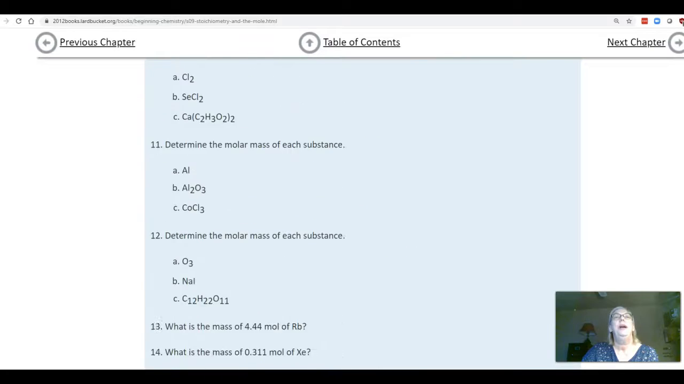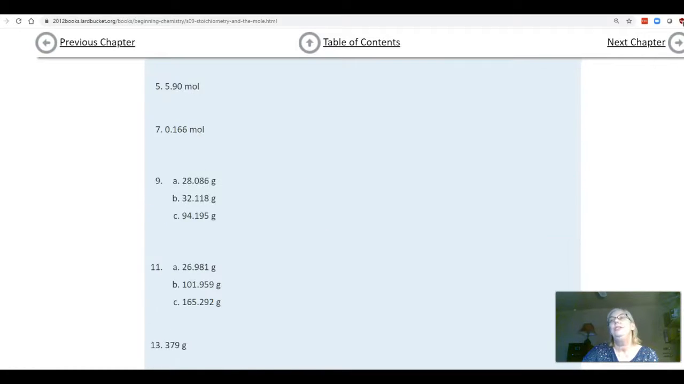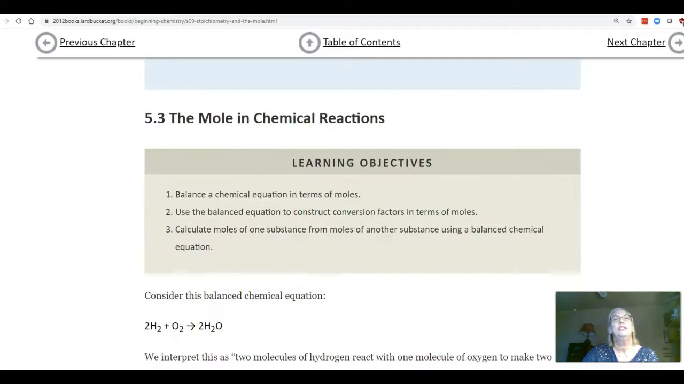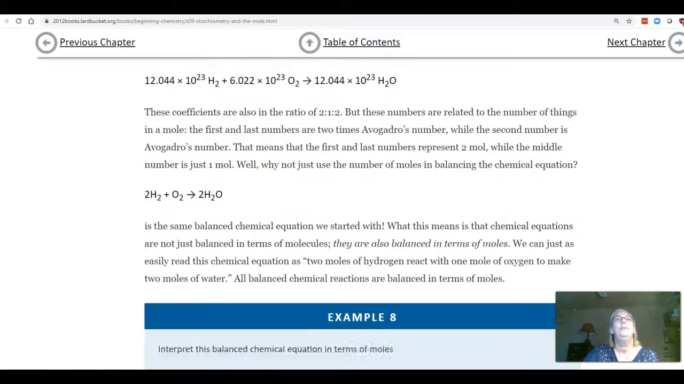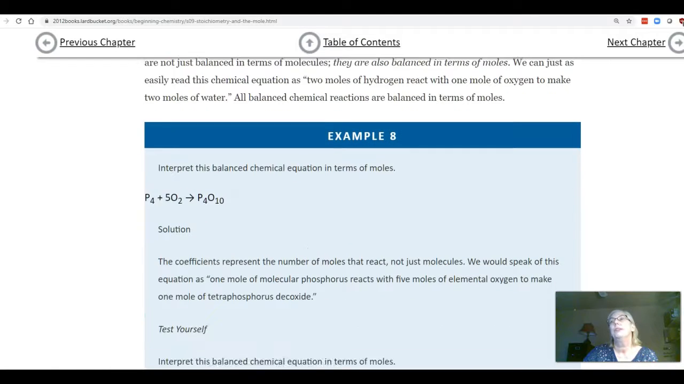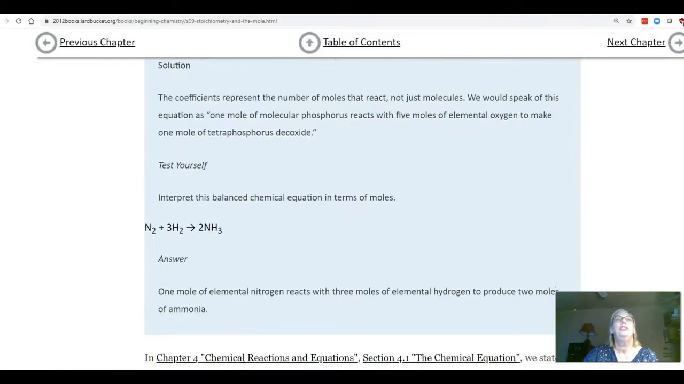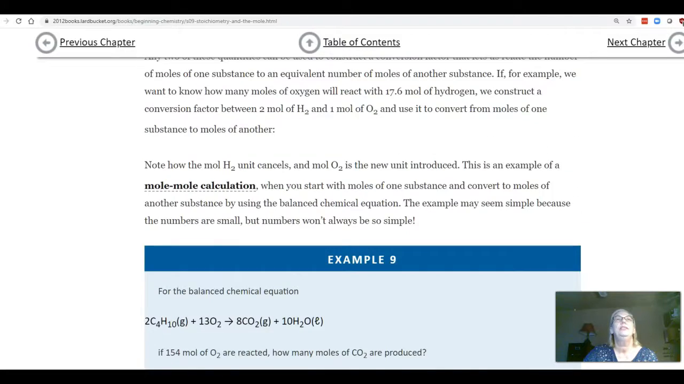And there's more practice problems. So the more practice you do, the easier it's going to be for you. So I'd recommend as much practice as you need. So now we're going to use the balanced equation and the concept of a mole in this section to figure out how much you can make of a particular molecule that you're interested in. So read through how they do this.